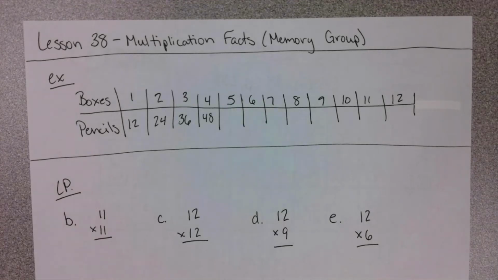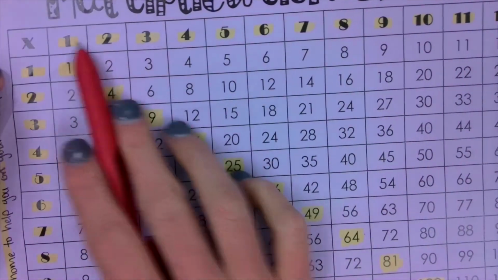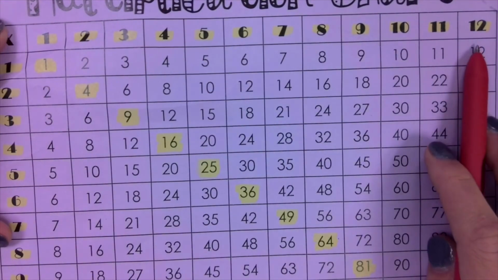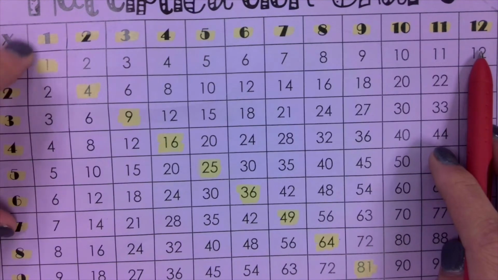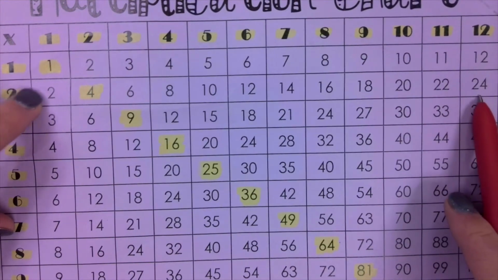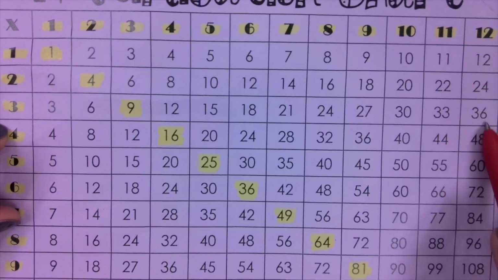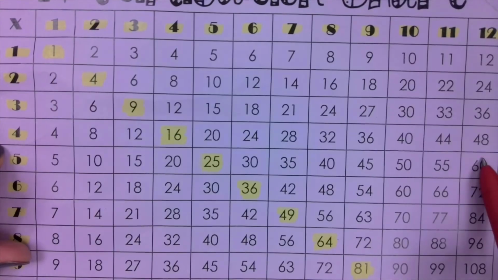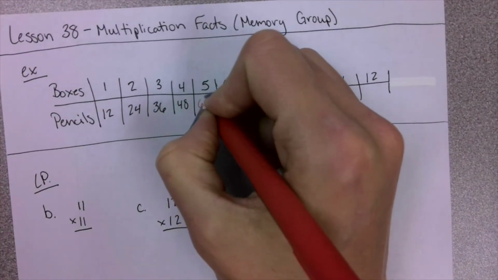Now these are a lot of our memory ones. Now our 12s, this is going to be that we're just counting by 12. So if I look over here at 12 times 1 is 12. 12 times 2 is 24. 12 times 3 is 36. 12 times 4 is 48. 12 times 5 is 60. So that's how we're going to keep that pattern go.